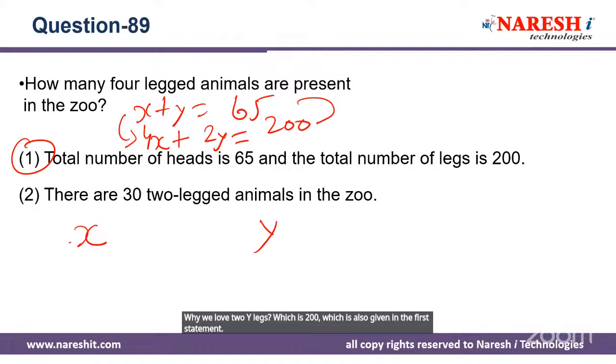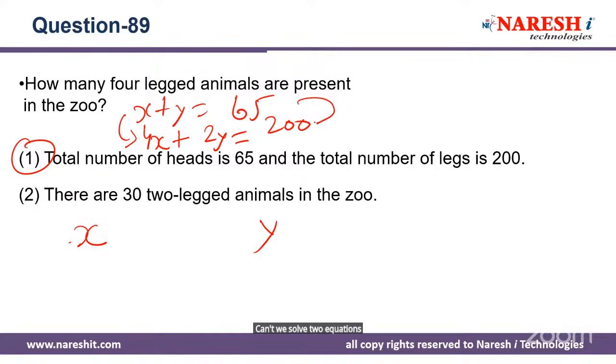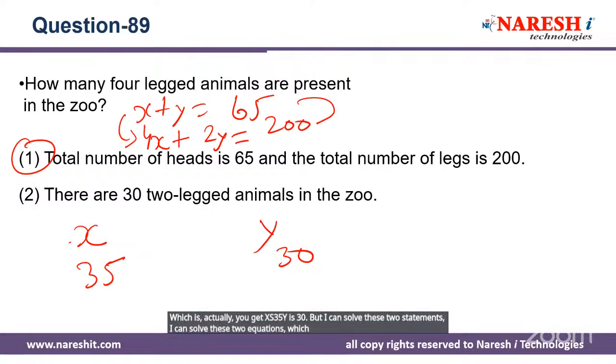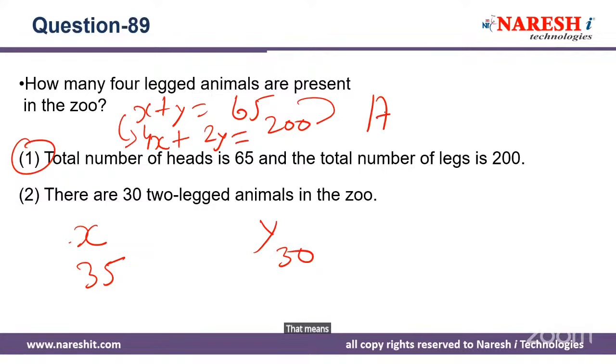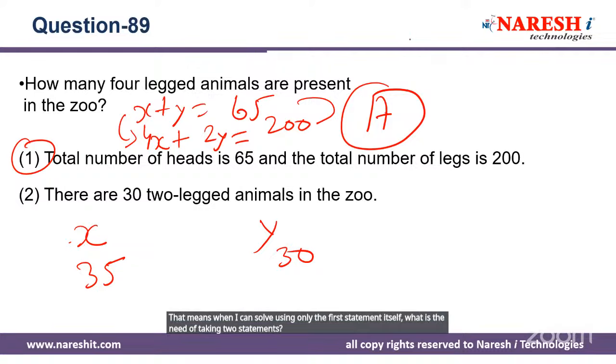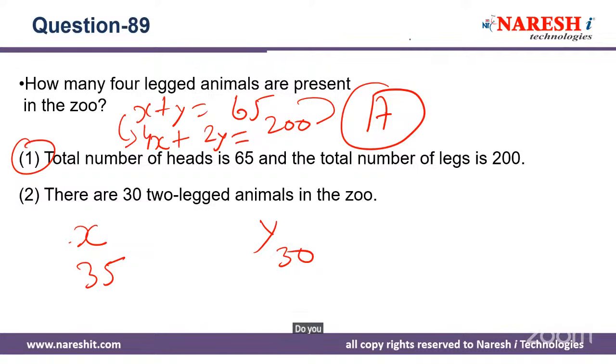Can't we solve the two equations given in the first statement and find the X and Y values? Actually you get X is 35, Y is 30. I can solve these two equations which are given in the first statement. That means when I can solve using only the first statement itself, what is the need of taking two statements? Did you understand my point or not?